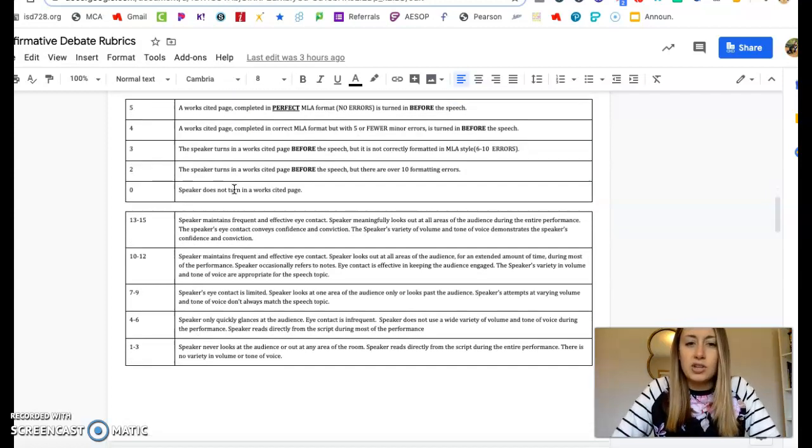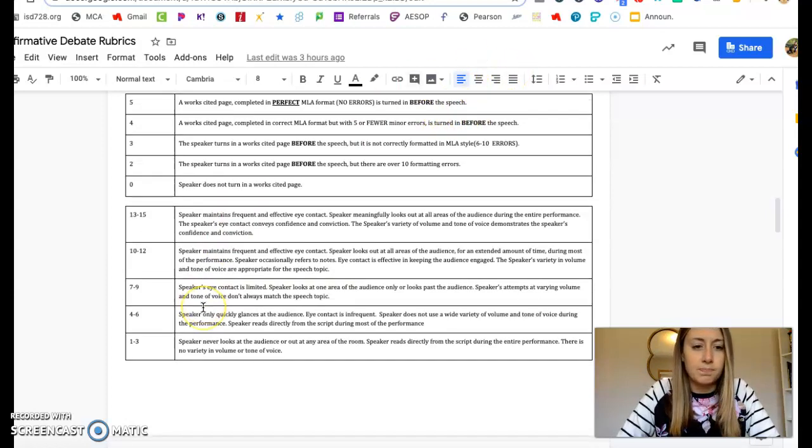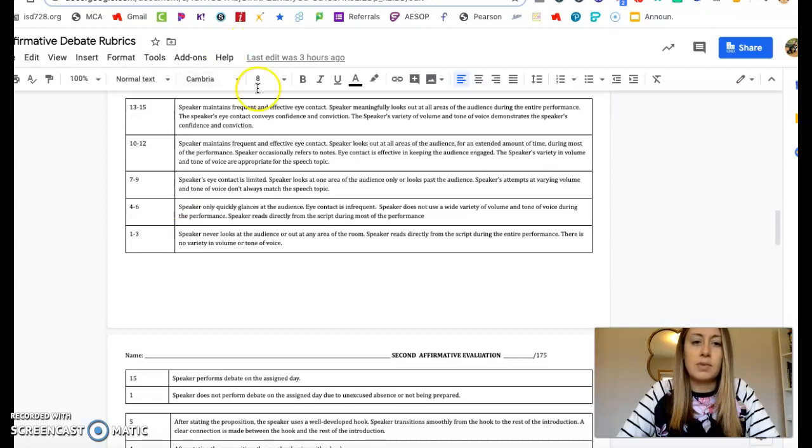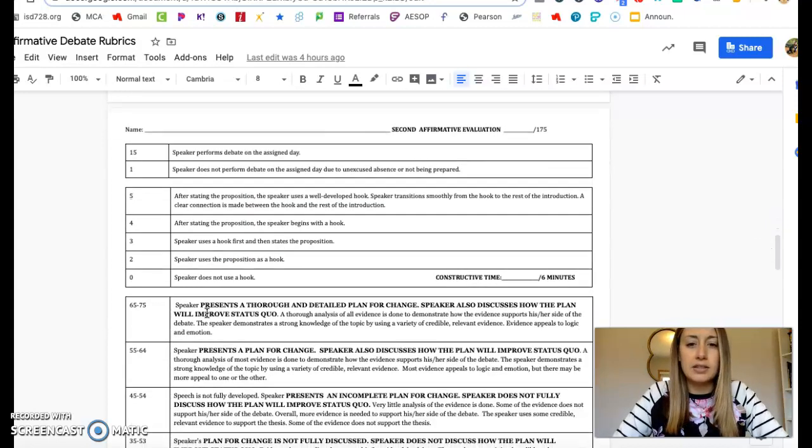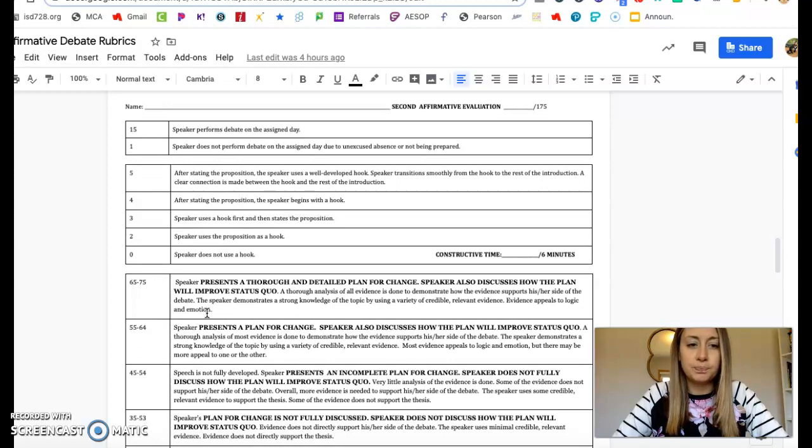A works cited page in perfect MLA format is worth 5 points, and that needs to be turned in before your debate. 15 points, maintains frequent eye contact, you're speaking confidently, you have a good volume. You should not just be reading from a script the whole time. You should be talking to the audience because you know your topic so well that you don't just have to look down and read. You're using maybe hand signals, facial expressions, your tone changes based on what you're talking about, that sort of thing. If you are second affirmative, this rubric is for you.